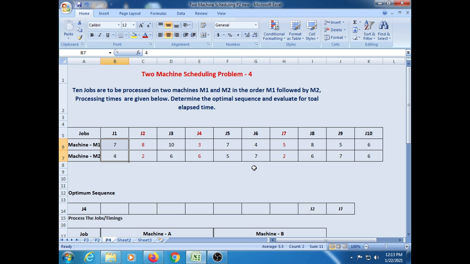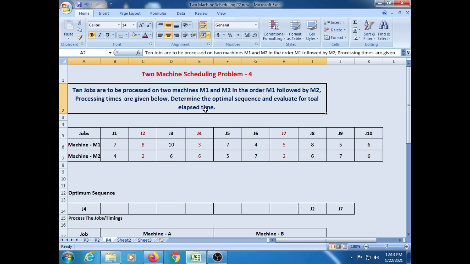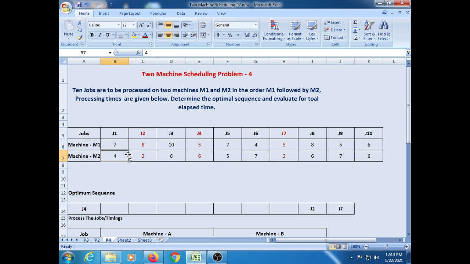Even if the corresponding processing times are same, then what we have to do? Very simple, you can consider any one job. There is no issue, you can take any job. If the corresponding processing times are the same, then we can take any one job and place it in the optimum sequence, so that will not affect the total elapsed time. Okay, so I will take the job 1 first.